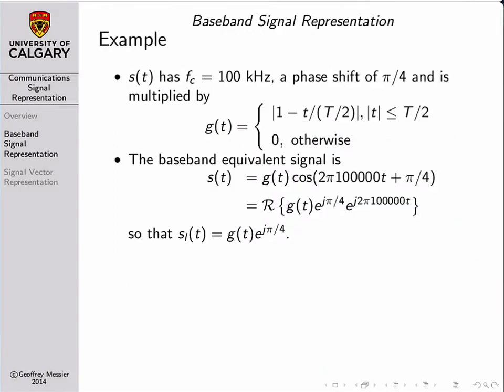Now, just to conclude our baseband signal discussion with a quick example, let's consider a passband signal S that has a carrier frequency of 100 kilohertz, a phase shift of pi over 4, and is multiplied by a pulse shape G. And G is basically a triangle that has a width equal to capital T.